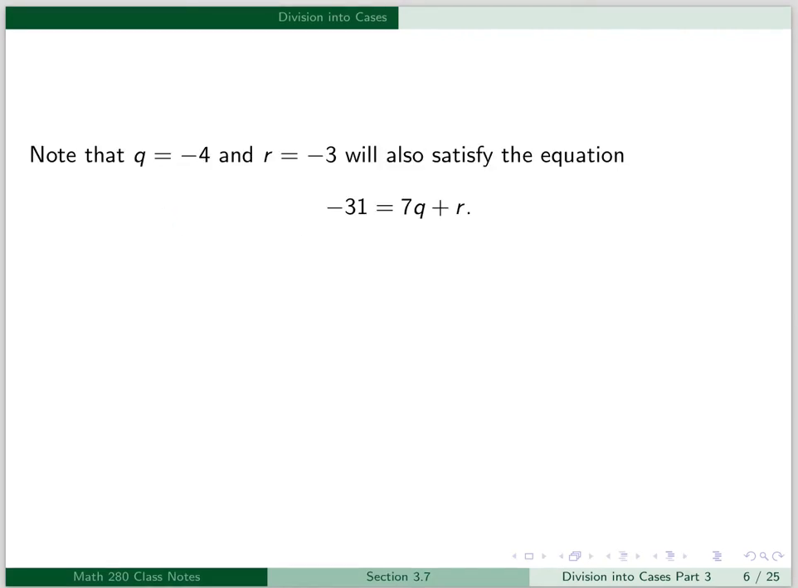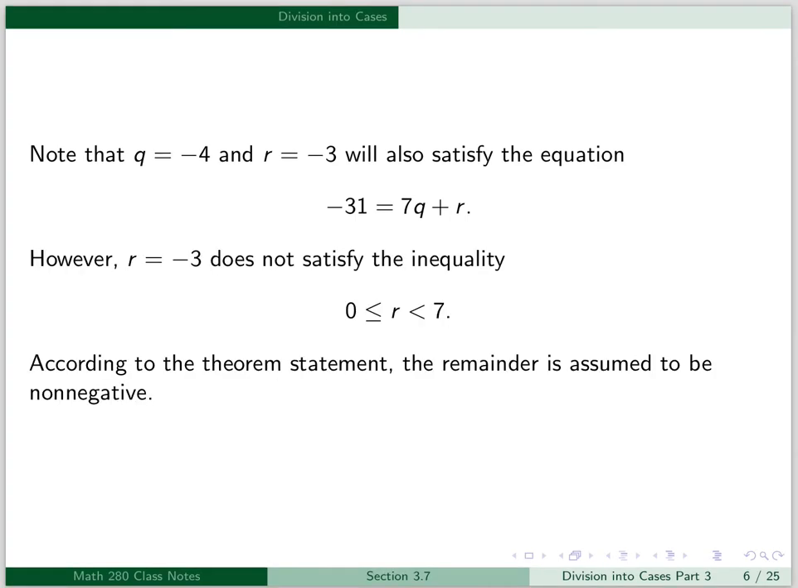Now note that q is equal to negative 4 and r is equal to negative 3 will also satisfy the equation negative 31 is equal to 7 times q plus r. However, r is equal to negative 3 does not satisfy the inequality 0 is less than or equal to r is less than 7. According to the theorem statement, the remainder is assumed to be non-negative. So we cannot use q is equal to negative 4 and r is equal to negative 3 for our theorem result.